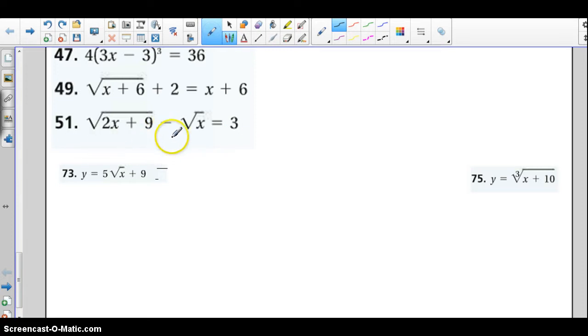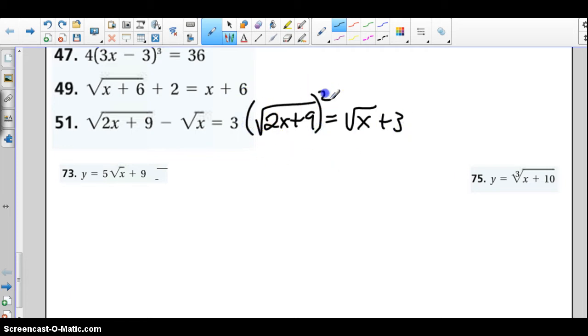We're going to go ahead and isolate one of our radicals. How about 2x plus 9? By adding radical x to both sides. Then we're going to have to square both sides to get rid of this radical. And we're going to have 2x plus 9 over here. And then we're going to have to write this out, radical x plus 3 times radical x plus 3.